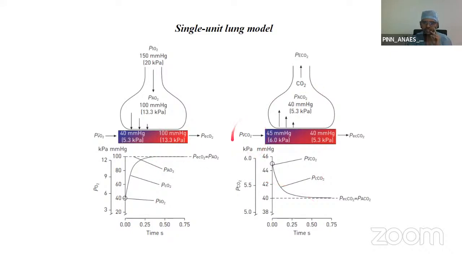The mixed venous blood has a carbon dioxide tension of 45 millimeters of mercury. Once it enters the alveolus, some of the carbon dioxide diffuses into the alveolus. So the PCO2 in end capillary blood drops down to 40 millimeters of mercury. Again, for this to happen, it takes a little more than half a second.